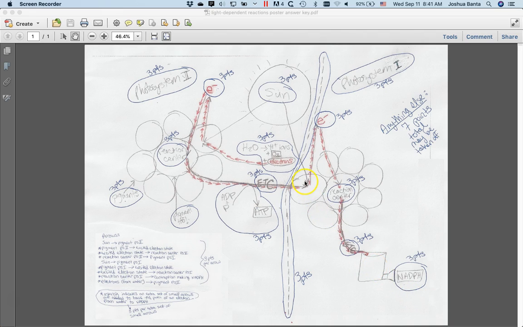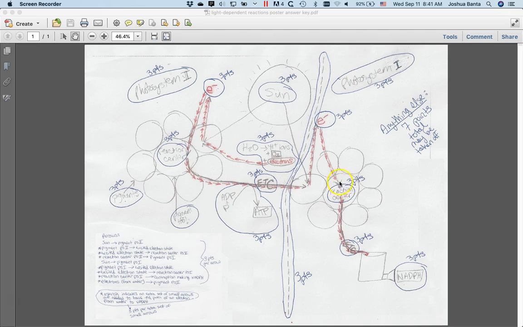So, where did the replacement electron come from for this pigment? A photon hit the pigment, excited the electron, and it was sent away. Where was the lost electron replaced from? That lost electron was replaced from photosystem 2, because remember that at the end of photosystem 2, the electron is still there. It's just out of energy. So it's put back into photosystem 1, into the pigment that lost its electron.